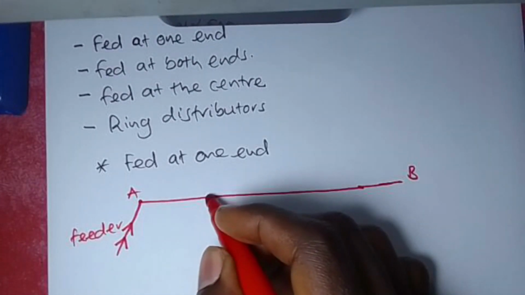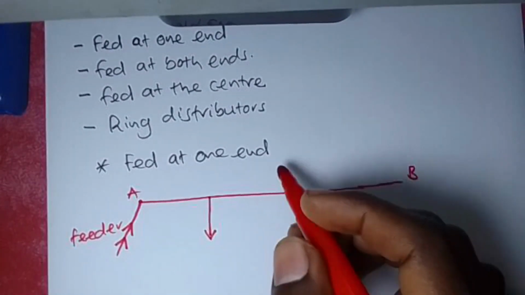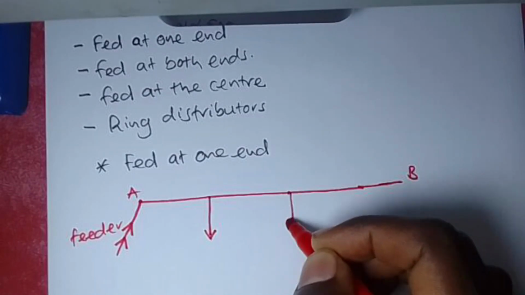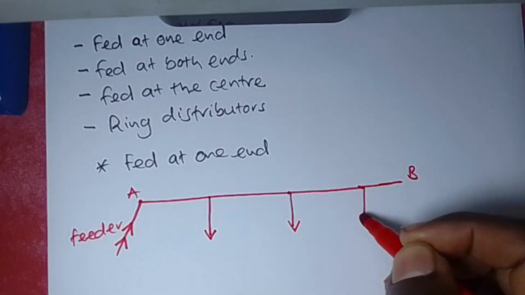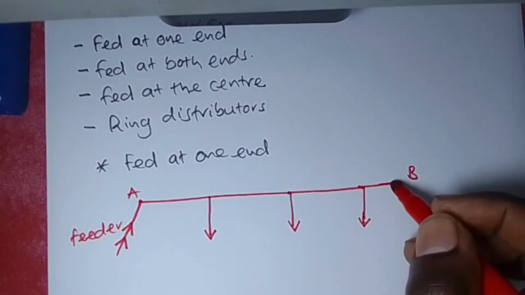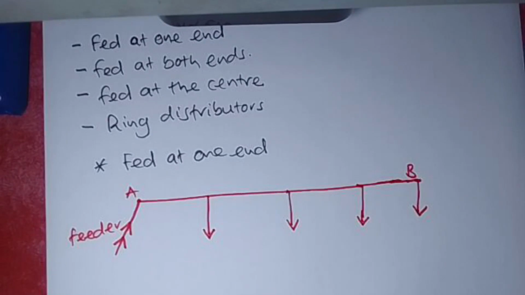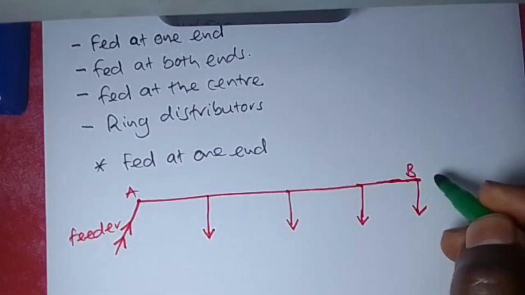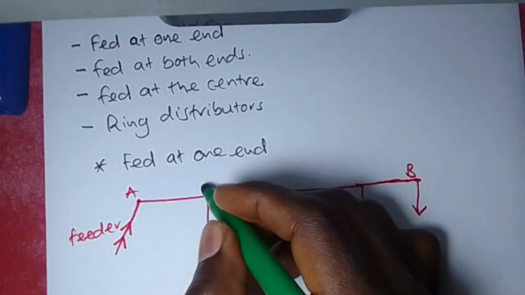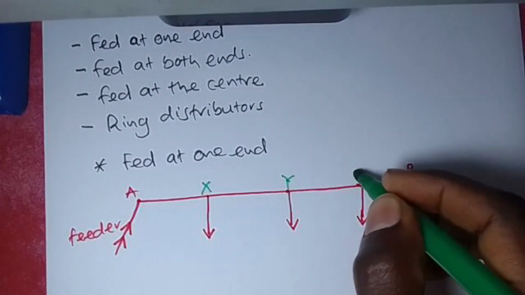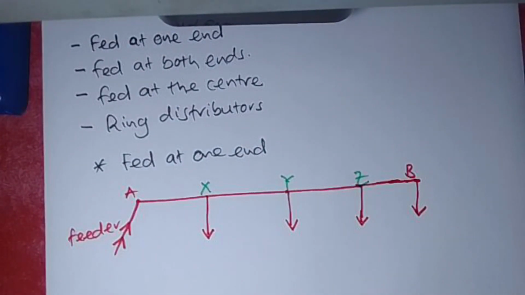For example, at this point maybe I'll pick off a first load, at this point I'll pick off the second load, and at this point I'll pick off the third load, like that and like that. Even at this point B, I can pick off my last load. So I'm going to give my loads values. Remember we said, assuming this is AB, I can call these points X, Y, and Z. So along these points X, Y, and Z, we are going to pick off loads.